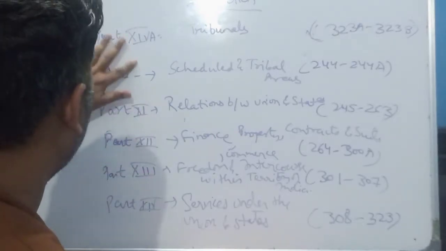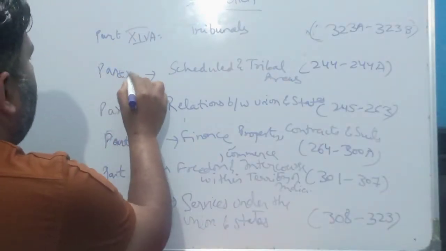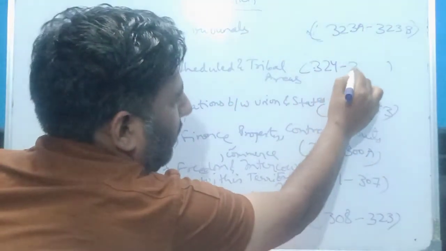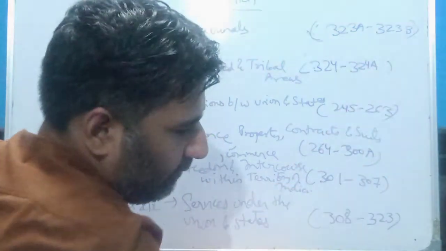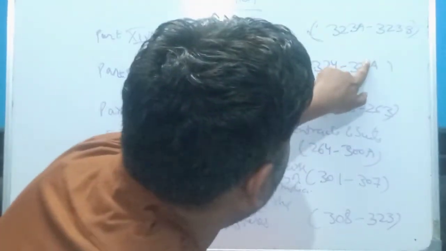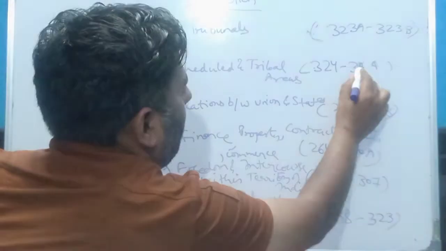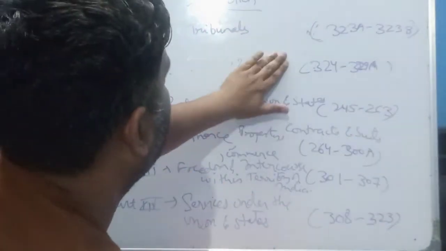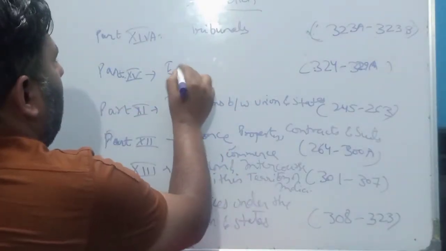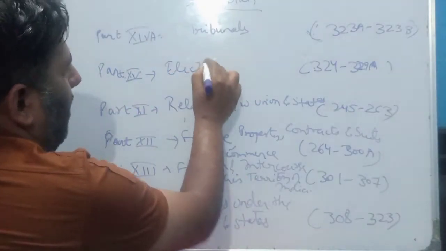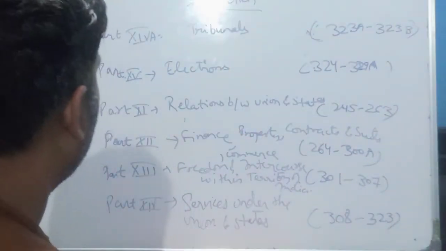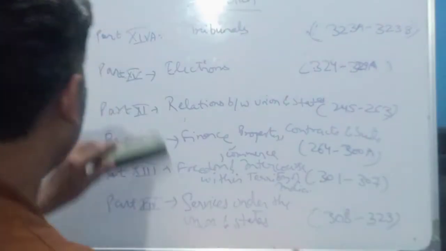Then we have part 15, which is 324 to 329A, which is elections. This is not the Election Commission, it is elections.